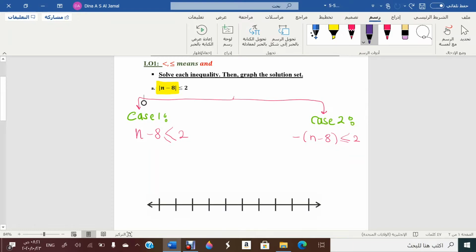So it is one step inequality. You have -8, you have to add 8 both sides. So n will be less than or equal 8 plus 2, which is n less than or equal 10, and highlight this.